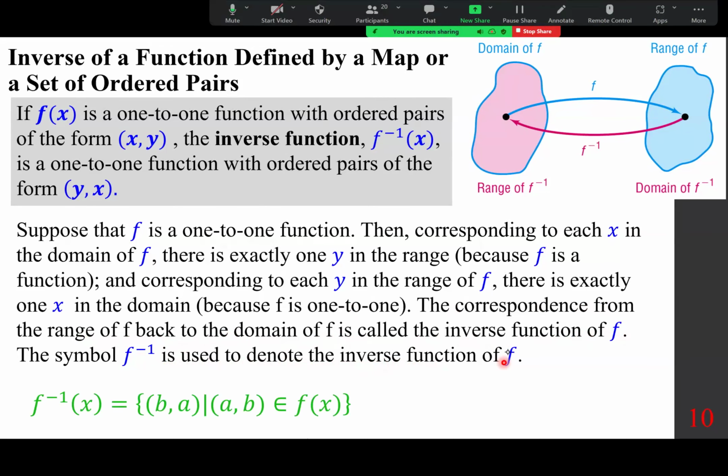So, f inverse of x represents pairs (b, a) such that, I've gone over that, (a, b) is an element of f of x. So in short, interchange x and y. That is the definition of f inverse. F inverse contains all the pairs (b, a) such that (a, b) is an element of f of x. So let me write this again just to make sure.